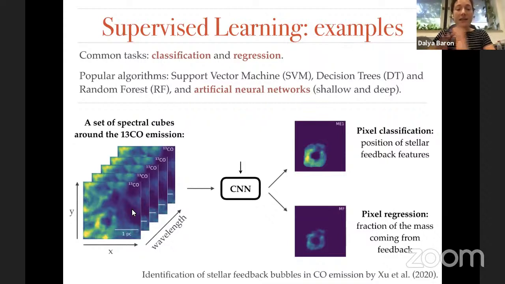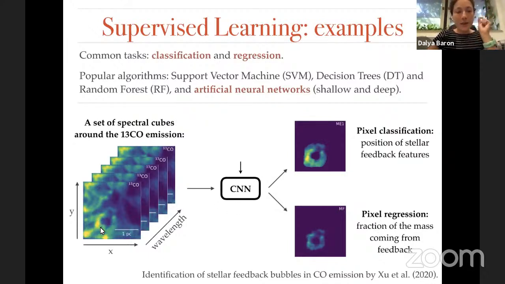Here again, these are simulated cubes using a hydrodynamical simulation they performed, where they know where they have stellar feedback bubbles, basically gas that is outflowing due to stellar feedback and forms these sorts of bubbles. And these bubbles, one can identify them through the velocities and momentum of the gas that is outflowing, which is something that is easier to do in simulations than in actual observations, obviously. So they train this convolutional neural network where the ground truth is the location of the stellar feedback and the fraction of the mass that comes from the feedback.